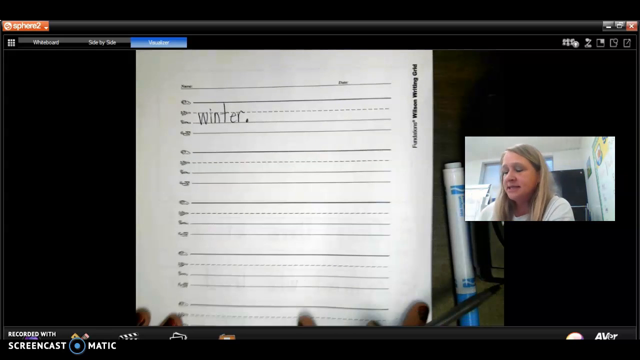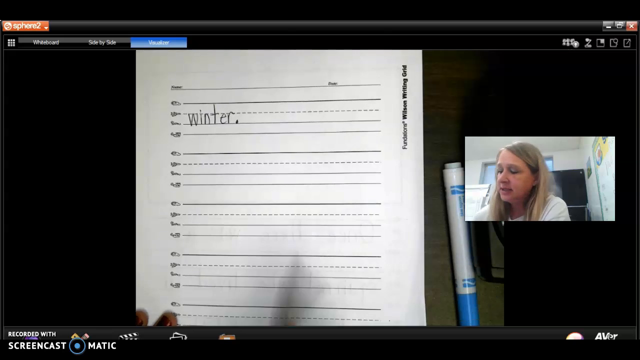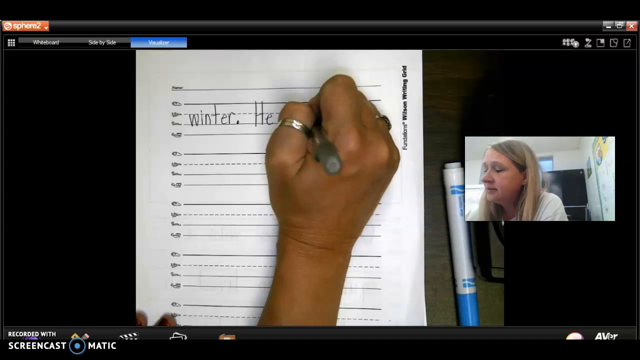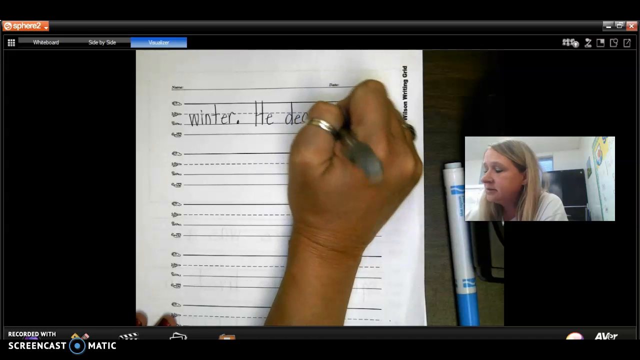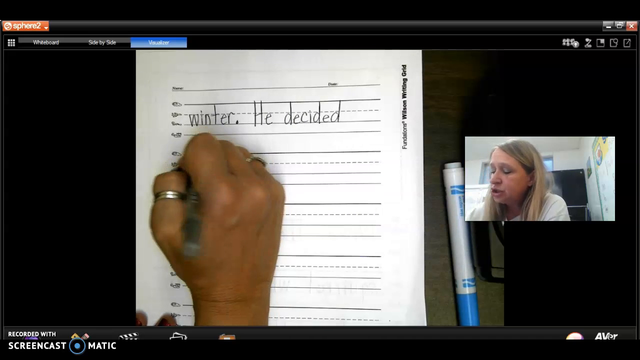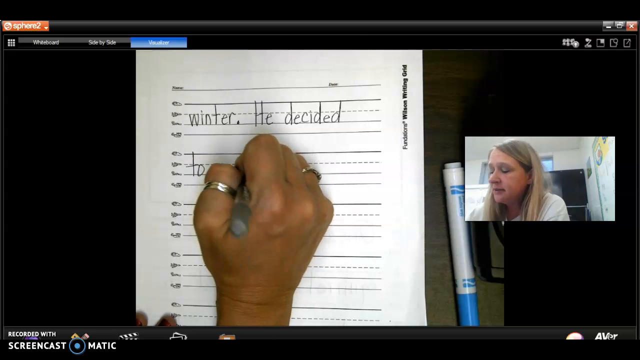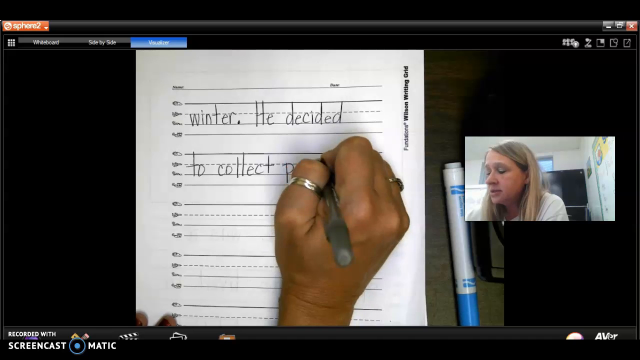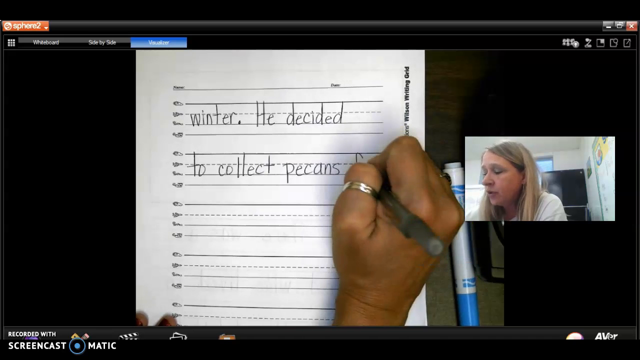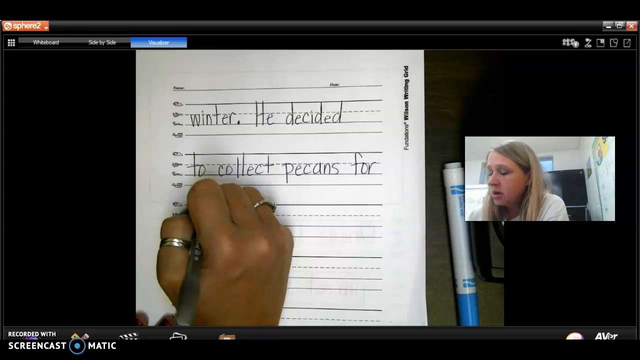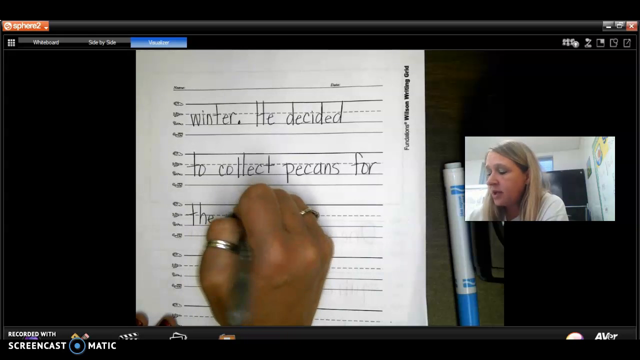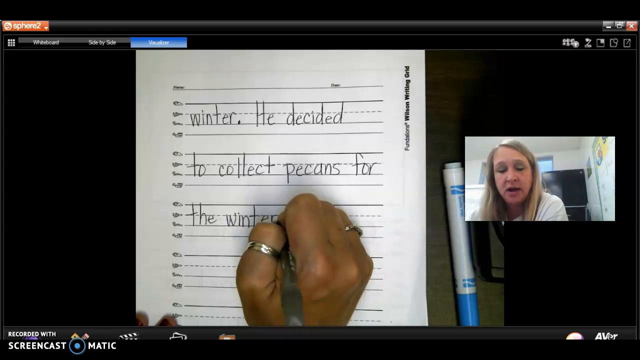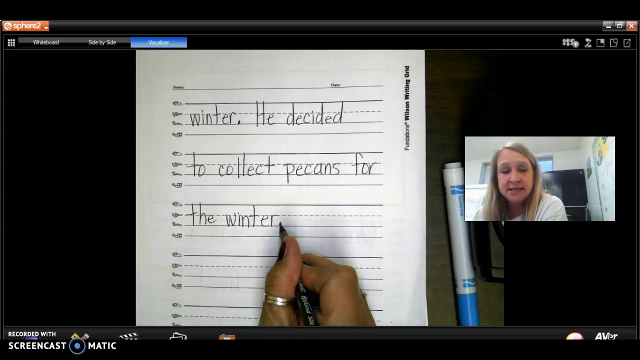So I'm going to say he decided to collect pecans for the winter. That way he won't be hungry when it gets really, really cold. He'll have them saved up. That's the end of my sentence right there.